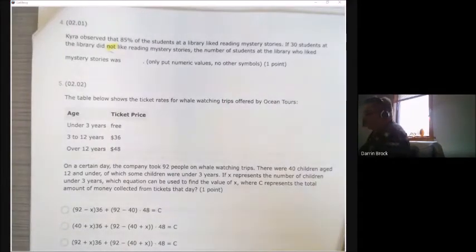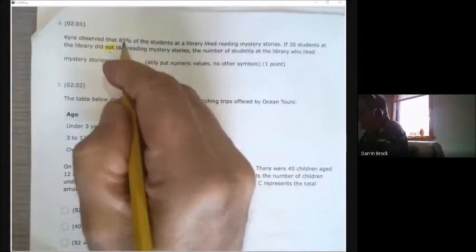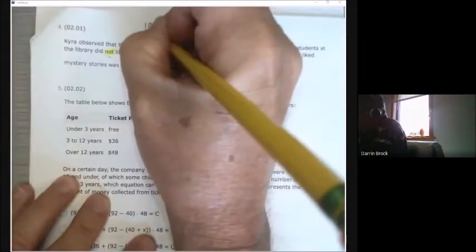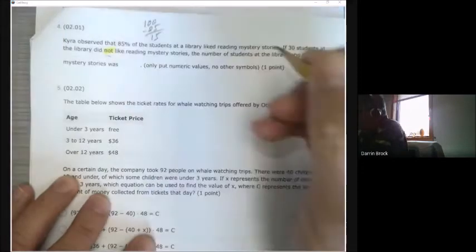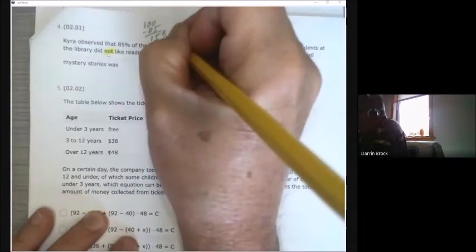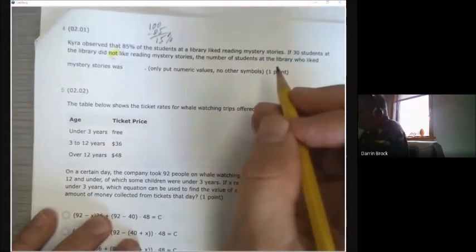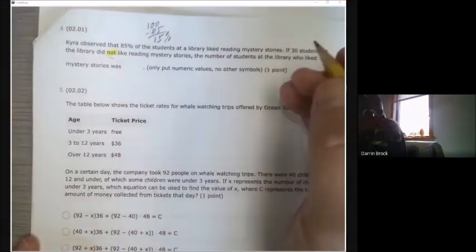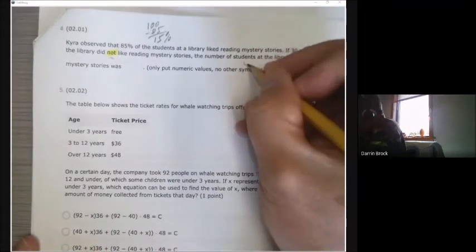Just put a number in that blank, or the computer won't know how to grade it. So all we know is we don't know how many people there were. We only know that there's 30 people that did not like it. And we know that 85% of people did. So 100% minus 85 means 15% of people did not like reading. So what do we know about that? We know there's 30.